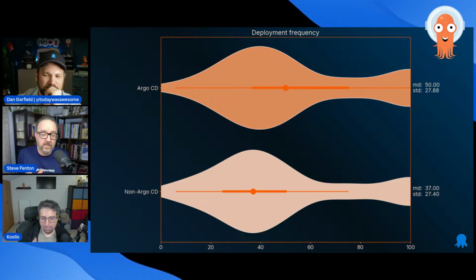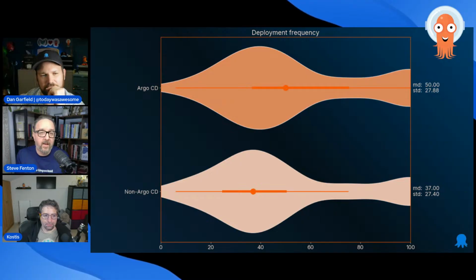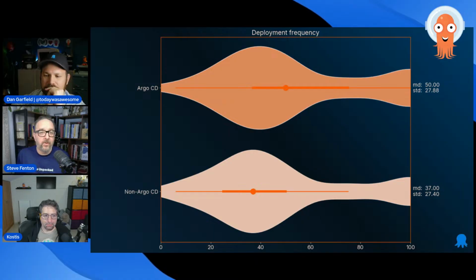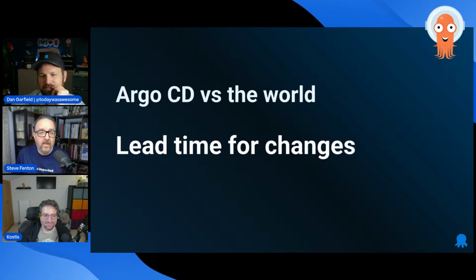And for me, this is such an important measure because if you're deploying a lot, it means that you're keeping your batch sizes small in your application teams. And if you keep your batches small, that means you're accumulating less risk, you're having less integration problems. So it's a good place to be able to deploy frequently. So declaring Argo the winner on that one.